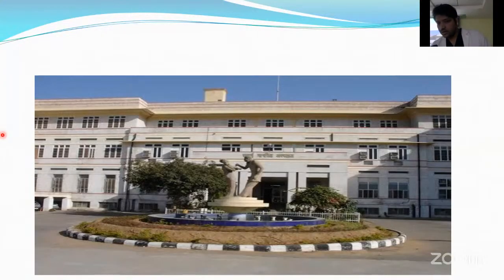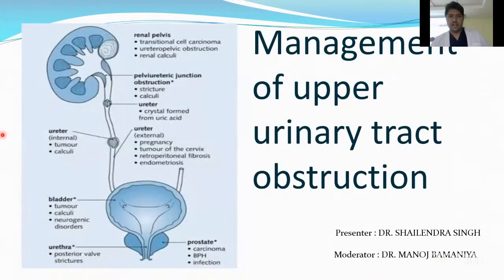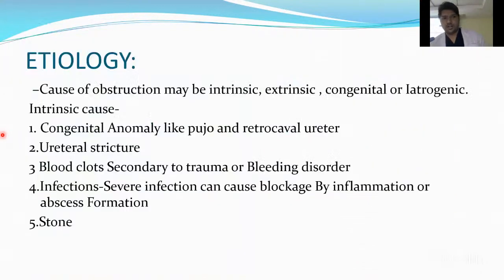Good morning, sir. Today's topic is upper urinary tract obstruction management. Etiology: causes of obstruction may be intrinsic, extrinsic, congenital, or iatrogenic. Intrinsic causes are congenital anomalies like PUJ obstruction or retrocaval ureter, ureteral stricture, blood clots secondary to trauma, bleeding disorders, and infection. Severe infection can cause blockage, inflammation or abscess formation, and stones.